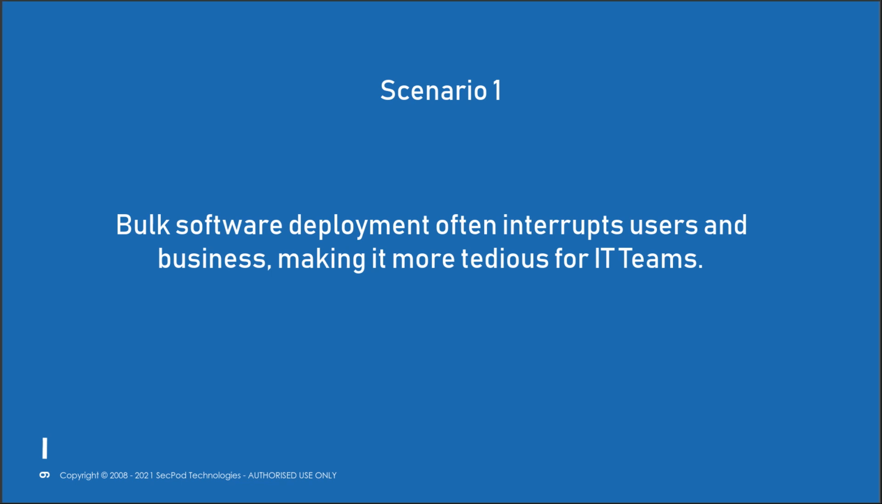Bulk software deployment often interrupts users and business, making it more tedious for IT teams. Software deployment is one task IT teams do on a daily basis. Some software deployments demand being installed on numerous computers, and often they hear a lot of complaints from the end users saying that the software deployment is disturbing their productivity and the business is at stake. So, what are your thoughts on this, Aldrin, and how do you think we can go about handling this?